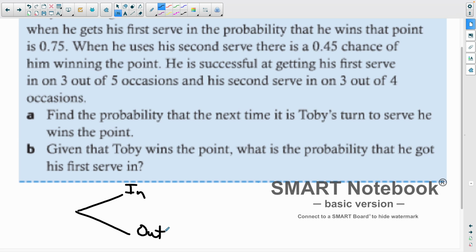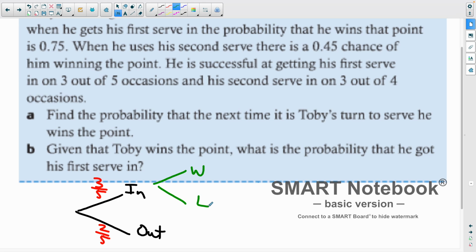Now, it tells me here the success at getting his first serve in is 3 out of 5. So this would be 3 out of 5 right there of getting it in. So the other one would be 2 out of 5 of getting it out. Okay? Everybody okay with that? So we serve. If it's in, you play back and forth. When you do that, you're either going to win the point or you're going to lose the point. So you get the serve in, you play. You're going to win or you're going to lose.